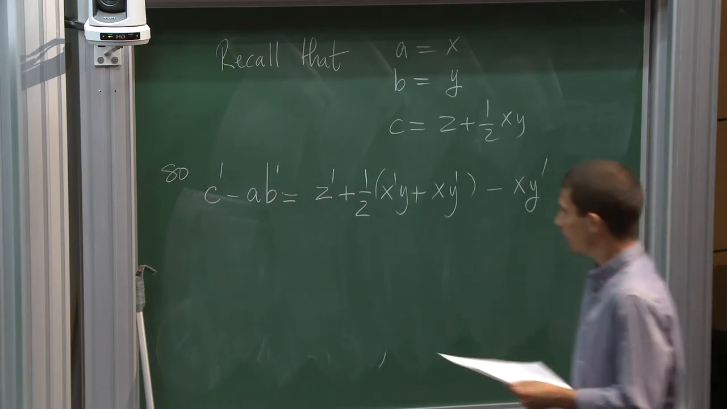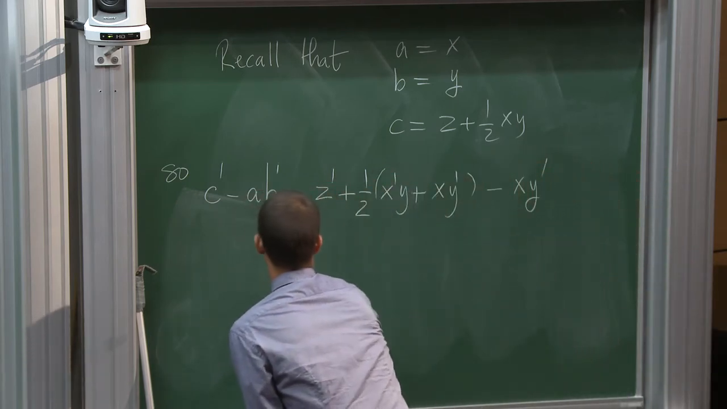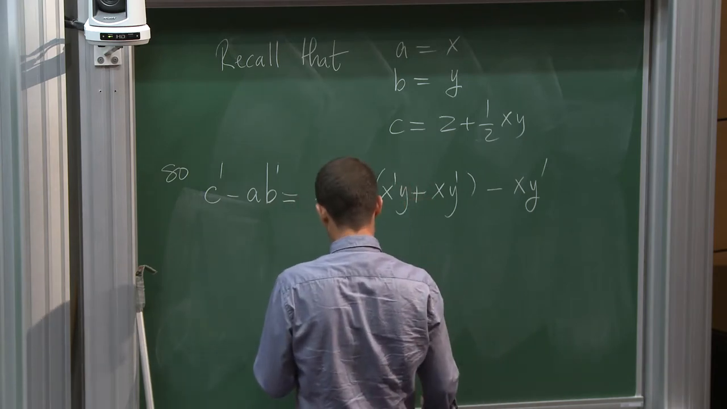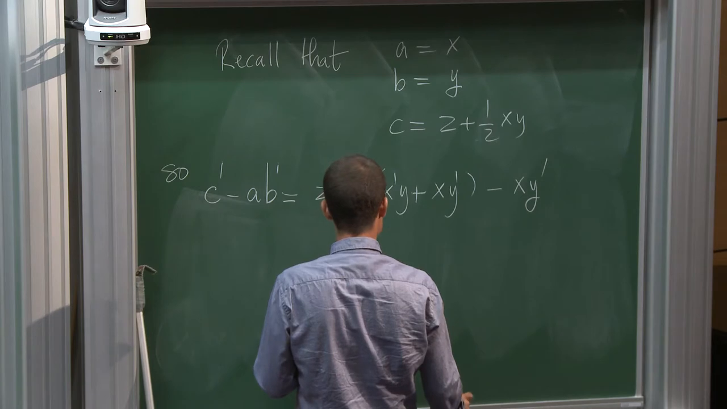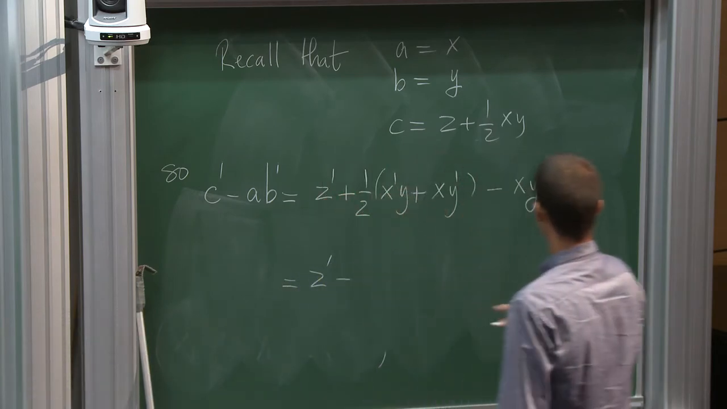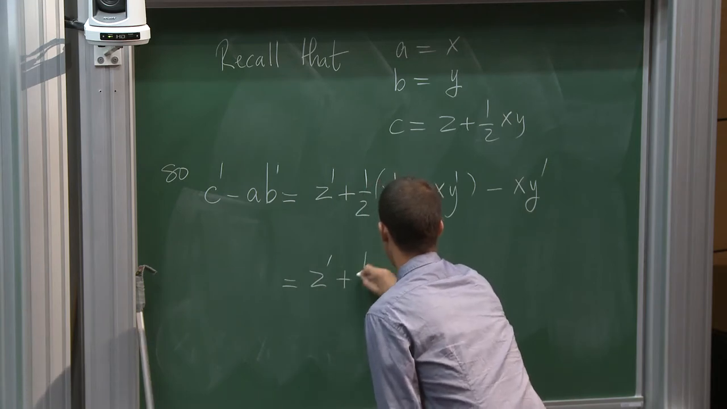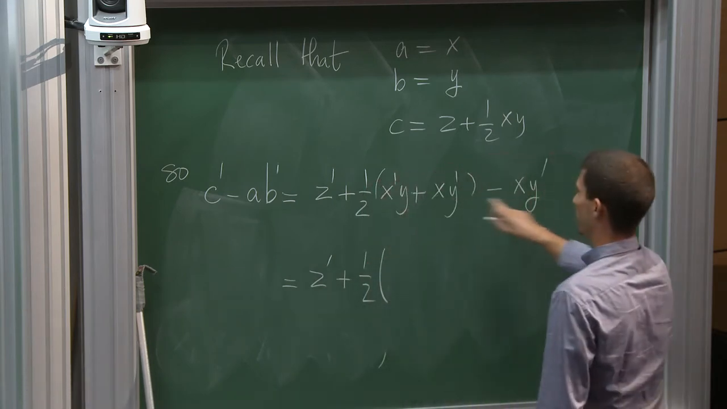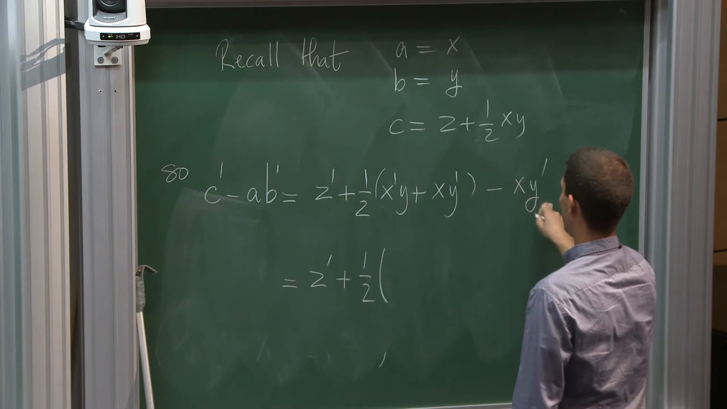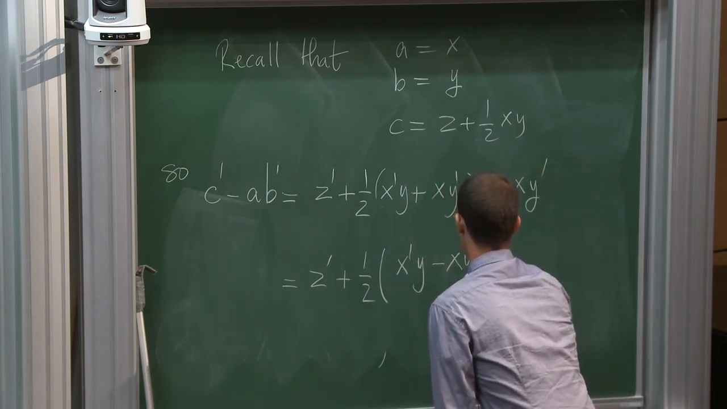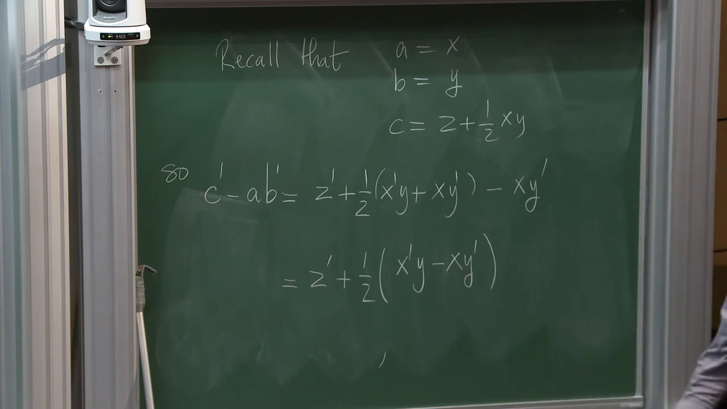Okay, so what do we get? We get Z prime minus... what do we get? Let's check. So we have Z prime plus 1 half, so X prime Y, and this gets here. You agree?